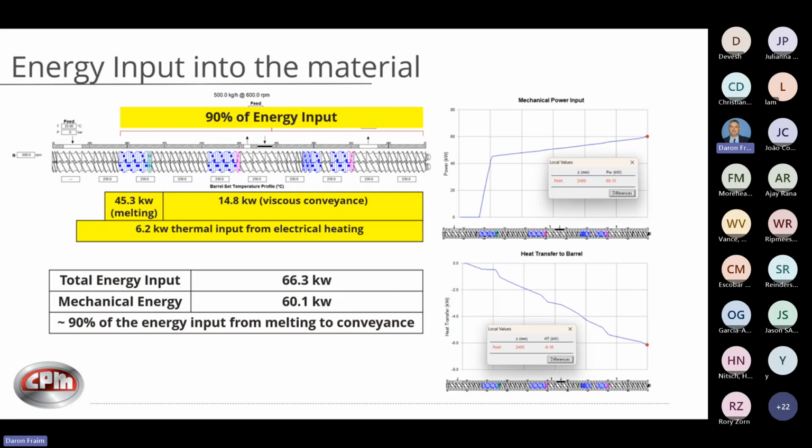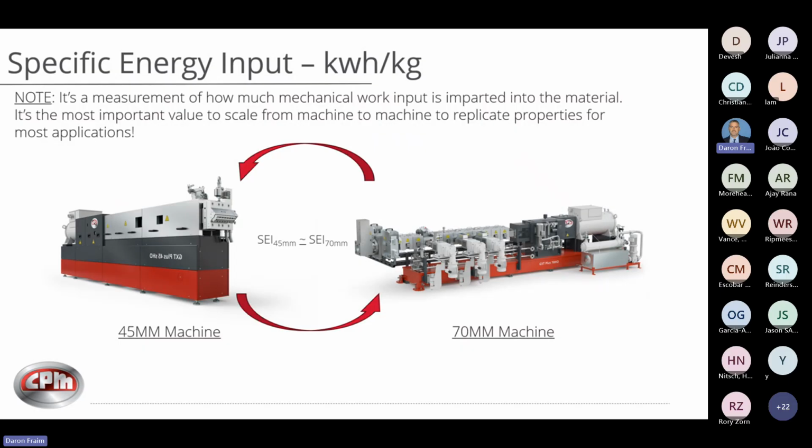So that's why it's key, when you're moving from machine to machine with different L over D length, that solids conveying has very minimal energy input. There's a little bit of electrical going in to begin heating the polymer or powders going in. But 90% of your energy is taking place once you get into the melting and then moving forward. So that's why it's key to focus on that location.